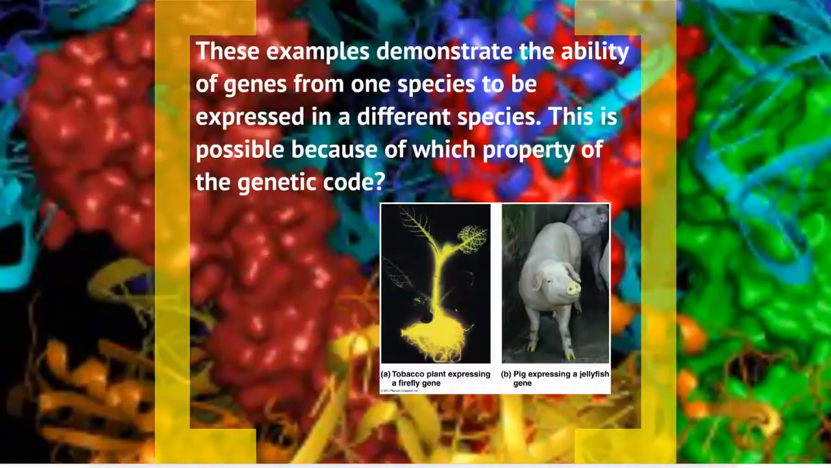Let's tie this back to our laboratory exercise. These examples below of the pig and the tobacco plant demonstrate the ability of genes from one species to be expressed in a different species. This is possible because of which property of the genetic code?